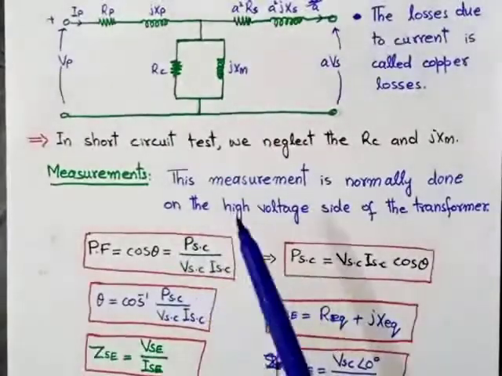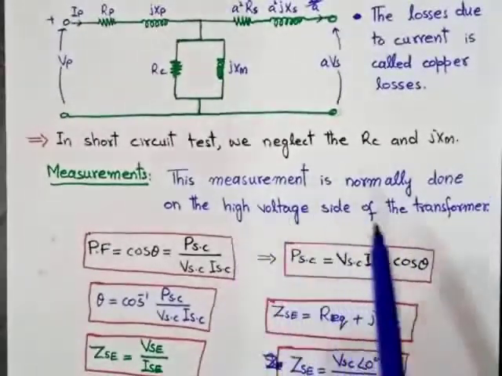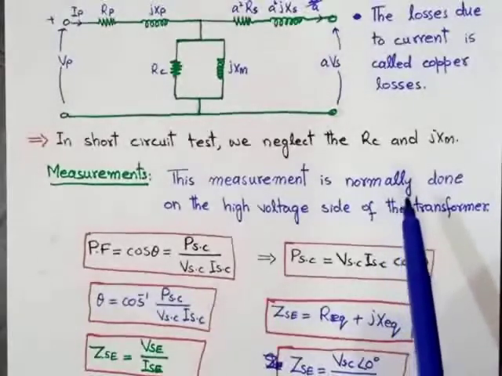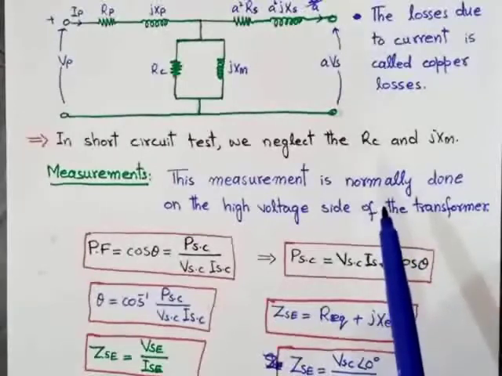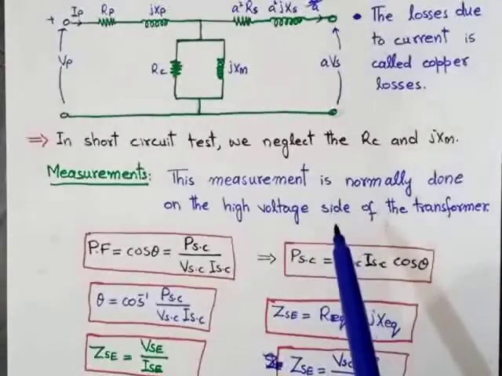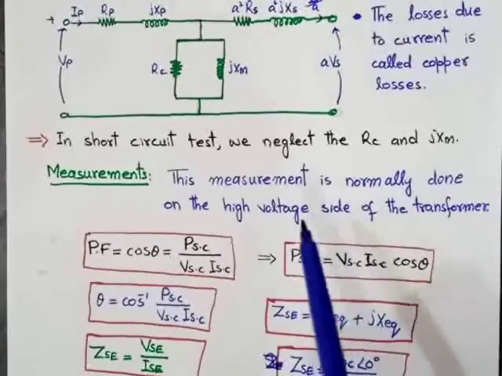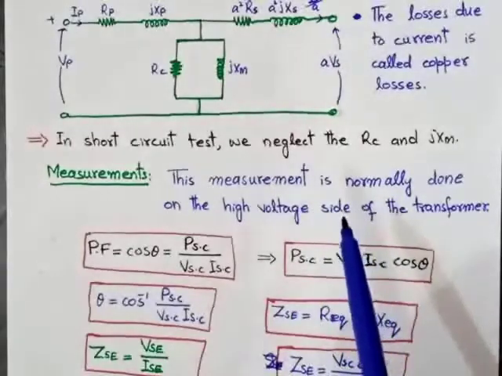So the measurement is normally done in case of short circuit on the high voltage side of the transformer. It means first of all we will determine the high voltage side of the transformer, and we normally perform the short circuit test at the high voltage side. We short the low voltage side and apply the variable voltage source at the high voltage side of the transformer.